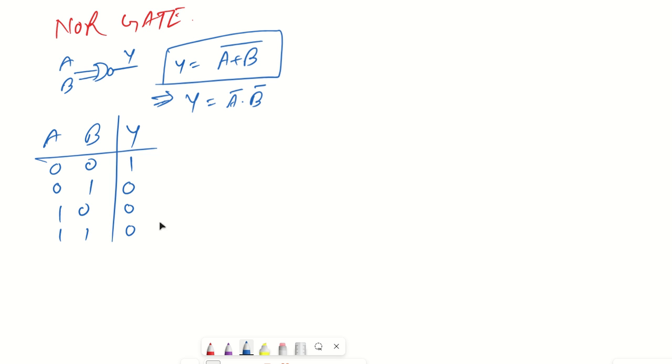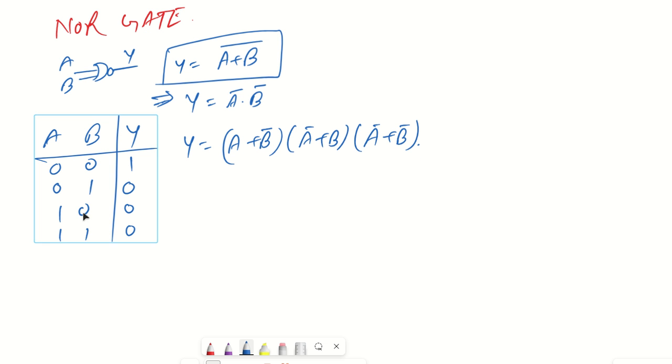Now in the max term expression, wherever 0 is there, those terms we can consider. For y equal to 0, this is a plus b bar. So like that I can write down y equal to a plus b bar into a bar plus b into a bar plus b bar. So you can see wherever 1 is there, that will be bar, and wherever 0 is there, that will be without bar. So this is another expression for the NOR gate.